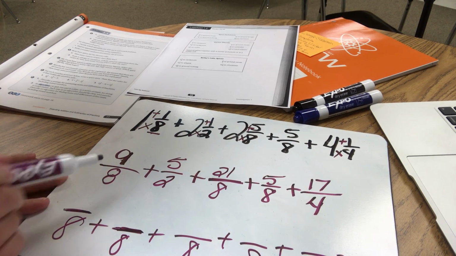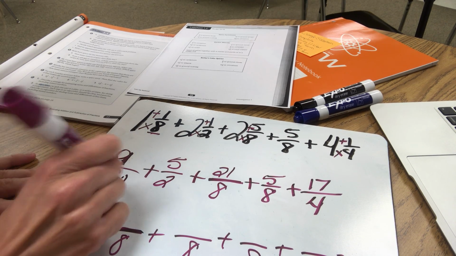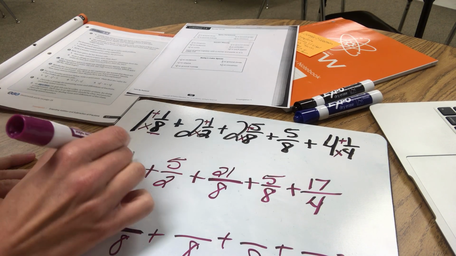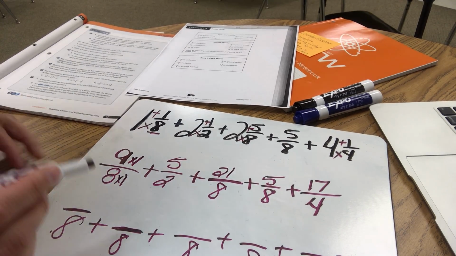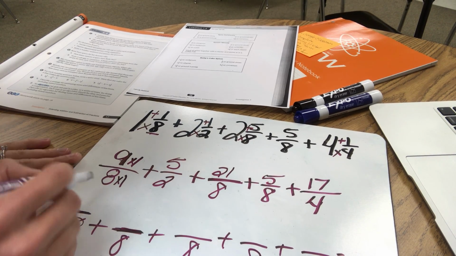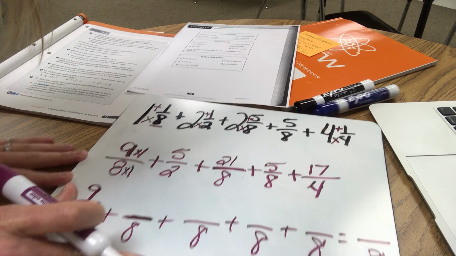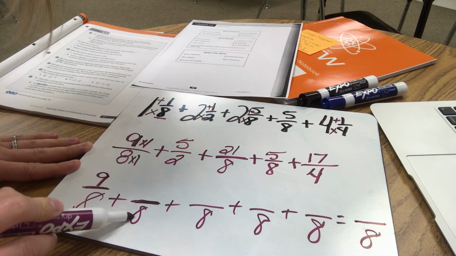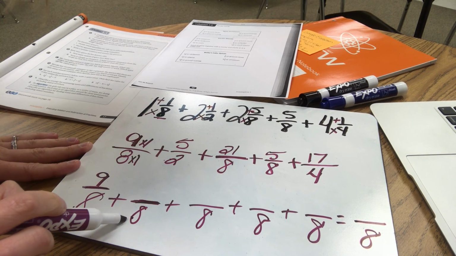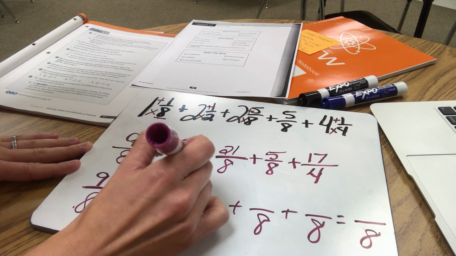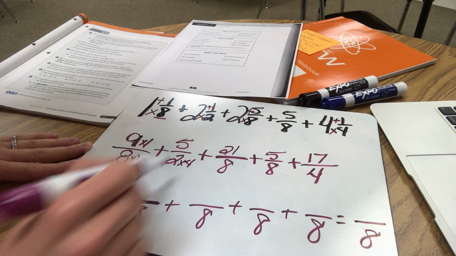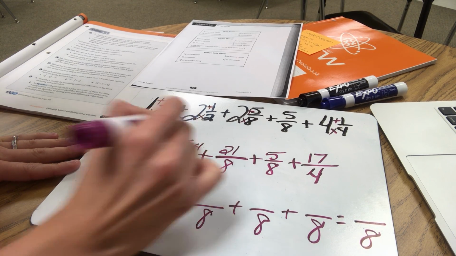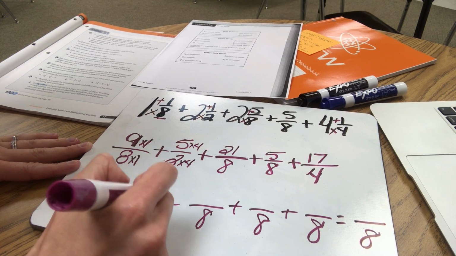I ask, what did I do to this 8 to get this 8? So we multiplied 8 times 1 to get 8 on the bottom. So whatever we do to the bottom, we're going to do to the top here, okay? So 9 times 1 is 9. Here, the denominator was 2, and we changed it to an 8. So what did we do to 2 to get to 8? Well, we multiplied 2 times 4 to get 8. So we did that to the bottom here. We have to do it to the top as well. So 5 times 4 is 20.